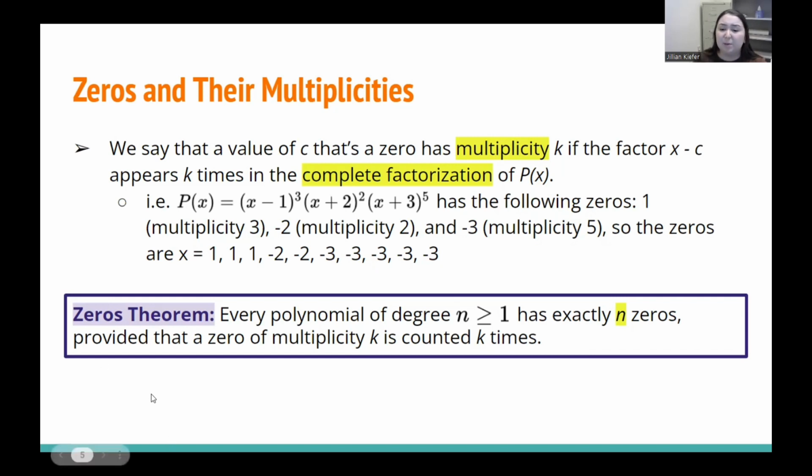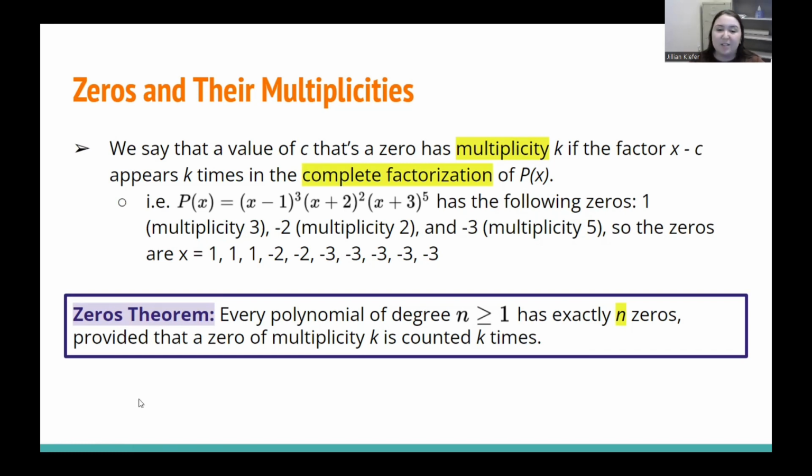So our zeros theorem is just the book's way of saying the same thing that we just talked about. It says that every polynomial of degree n, greater than or equal to 1, has exactly n zeros. So every polynomial of degree n will have exactly that degree number of zeros, provided that a zero of multiplicity k would be counted k times.